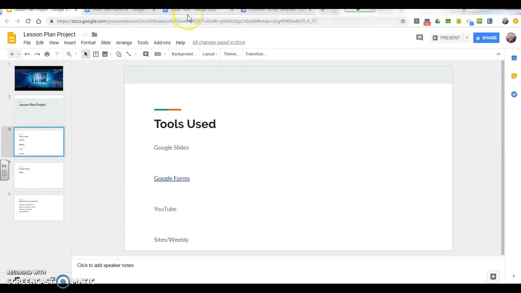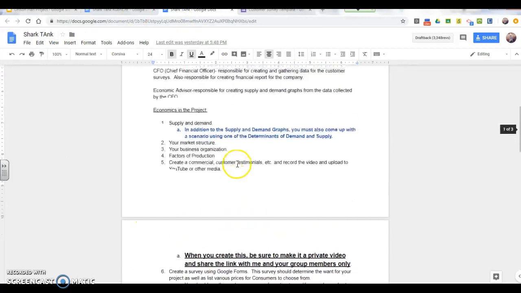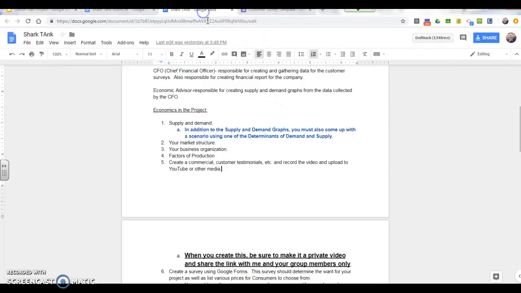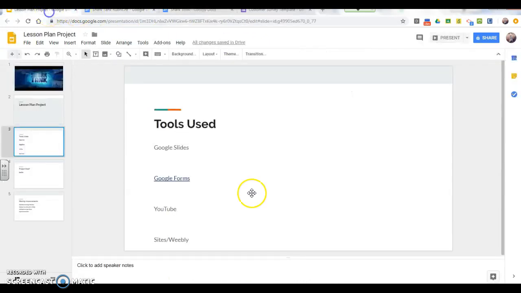But as far as Google Slides is concerned, I had the kids include this information in their presentation: the supply and demand for their product, their market structures, their business organizations, the factors of production that they're using, and so on and so forth. The stuff that's listed out here is the stuff that they had to convey in their presentation. And I use these tools just because they're very easily accessible at our school because we are so Google inundated.